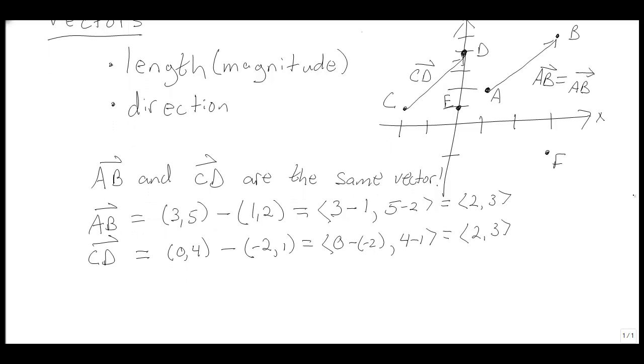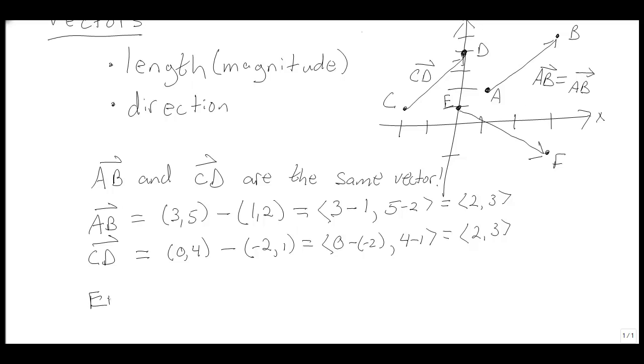Now, another vector we've got sitting around here, this is EF. This one, instead of going over 2 and up 3, we go over 3 and then down 2. So it's a different vector here. It points clearly in a different direction. It will end up having the same length, though.